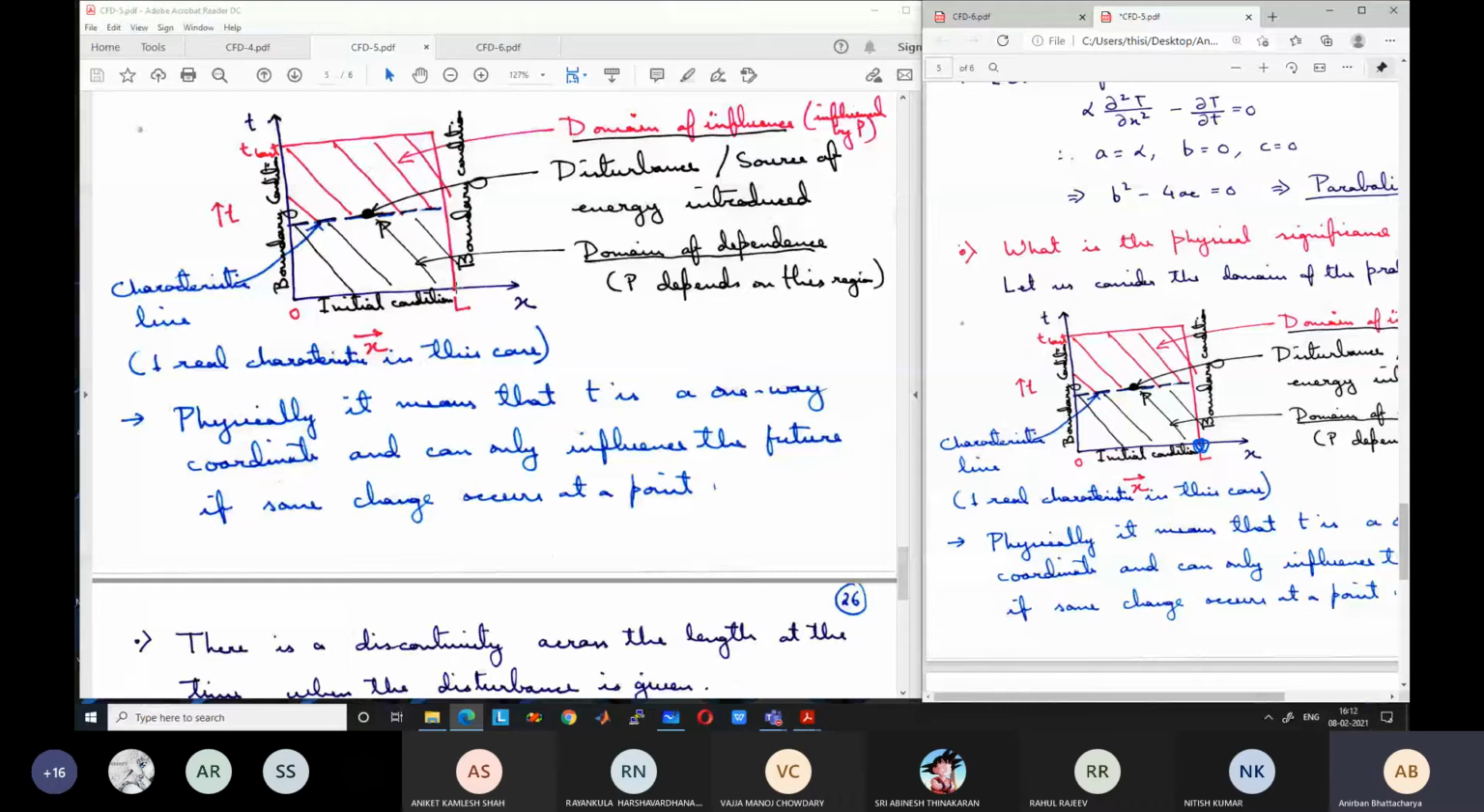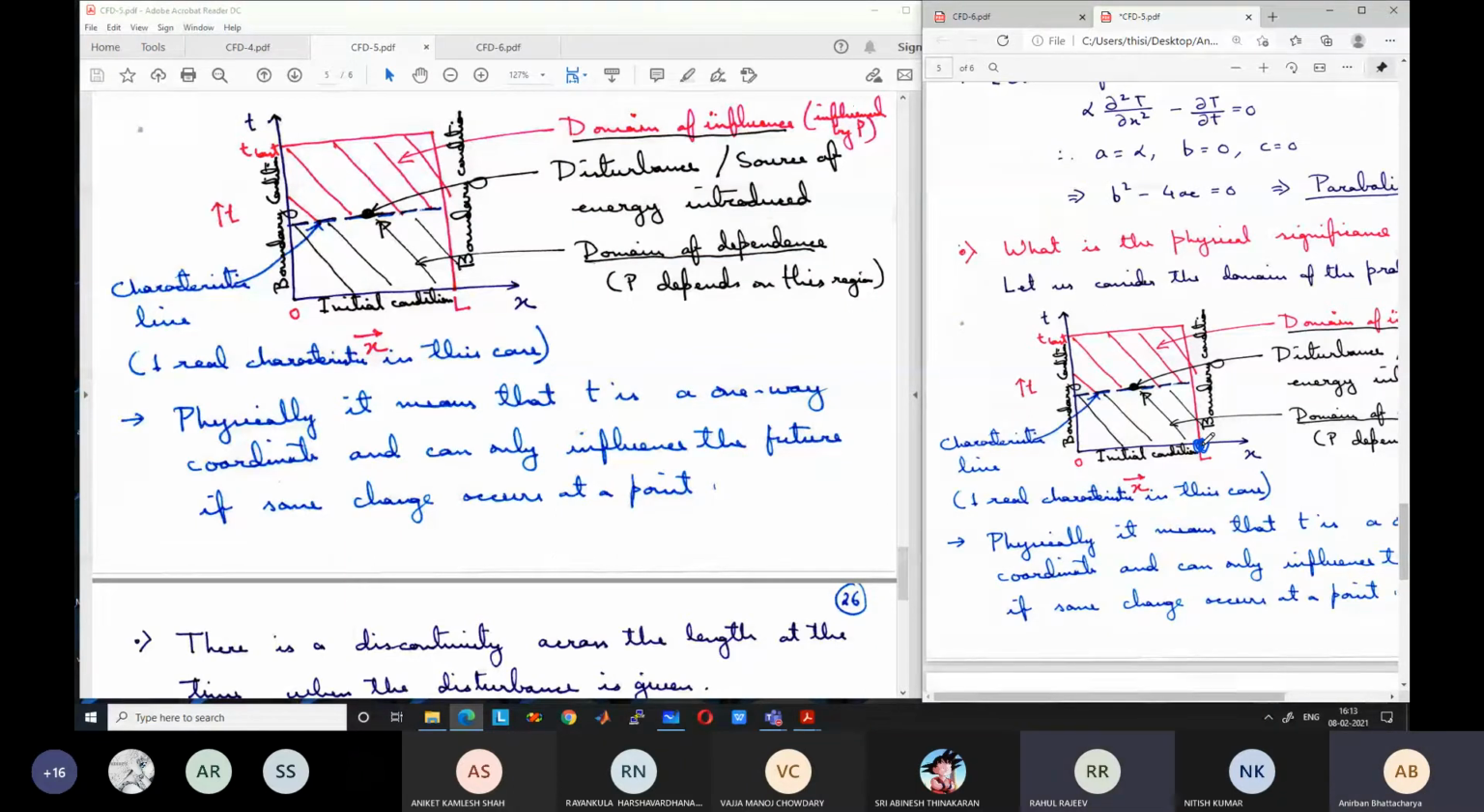Now what is the domain of influence? Which regions are influenced by this disturbance? Sir, all the regions above, the entire t. Entire region is influenced, so the entire domain is the domain of influence. And what is the domain of dependence? The value at this point is affected by which region?